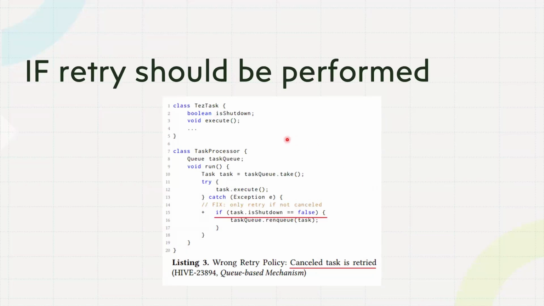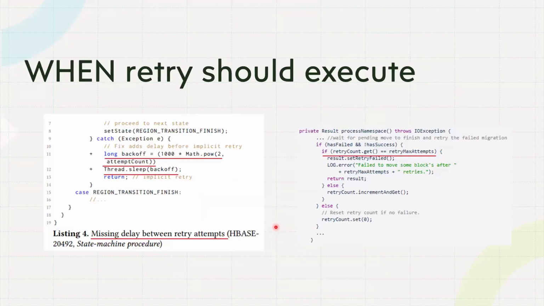Another one is if the retry shouldn't be performed at all. The canceled task was retried because there was no way to identify beforehand whether it had been retried or not. But after reporting this issue, they fixed it. It's just one line of code, but still, catching this error is very hard at the beginning. It takes a lot of time.